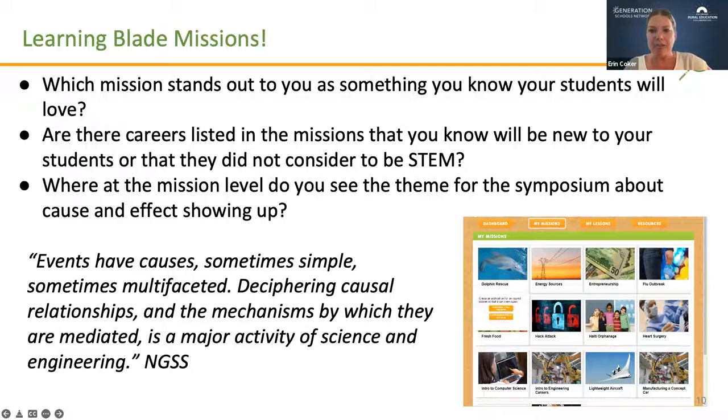And as you're reading, there are three different questions that we would like to chat with you about after everyone has time to read through the mission diagram. So we'd love to hear which mission stands out to you as something you know your students will love. Are there careers listed in the missions that you know will be new to your students or that they did not consider to be STEM? And where do you see this theme of the symposium about cause and effect showing up? Just at a high level, at the mission level, where do you see cause and effect coming up? And we have the definition for cause and effect according to NGSS on the slide for you as well.